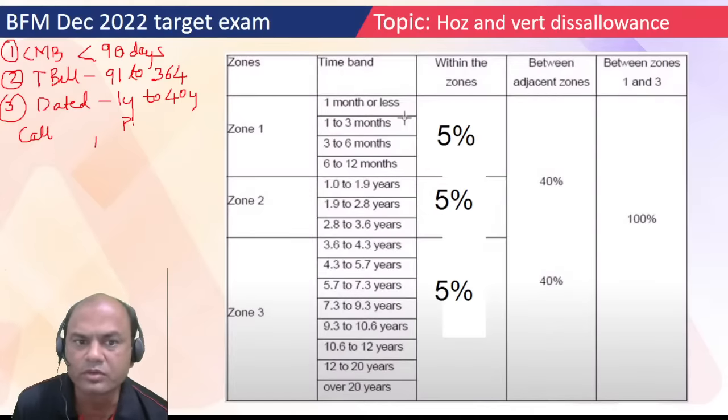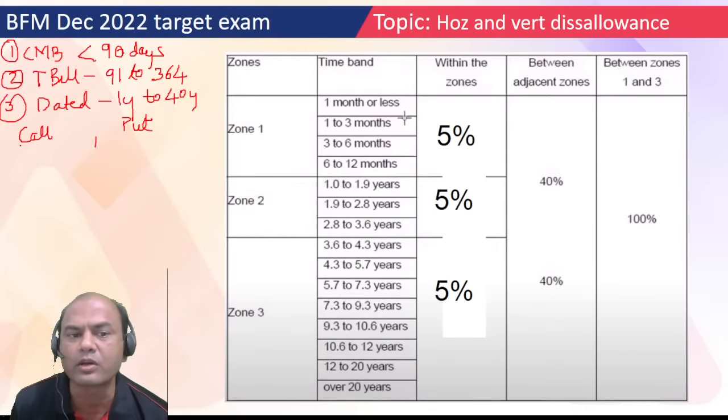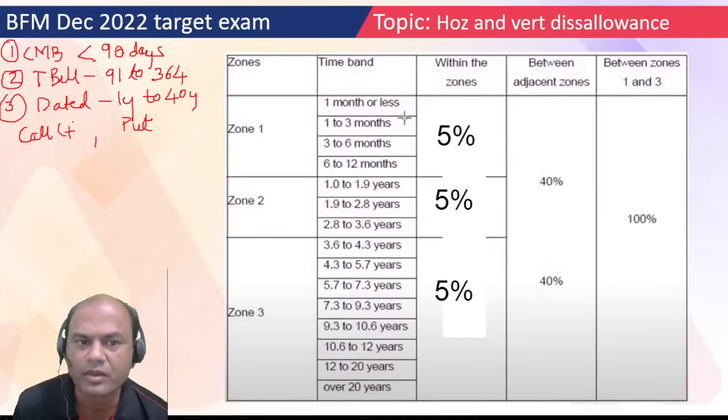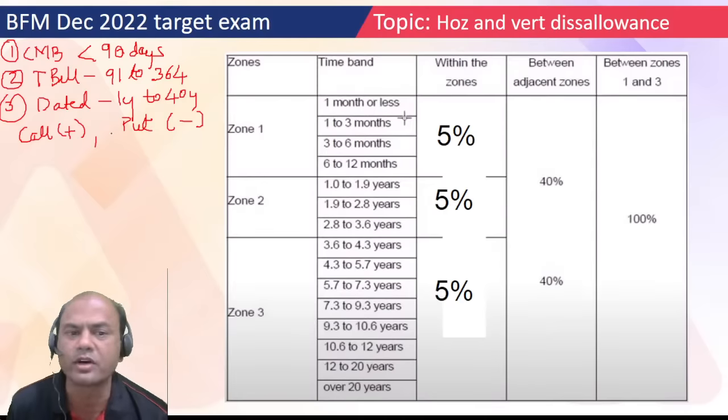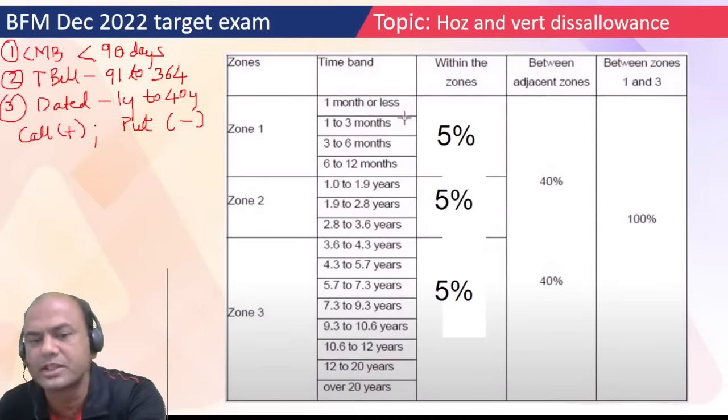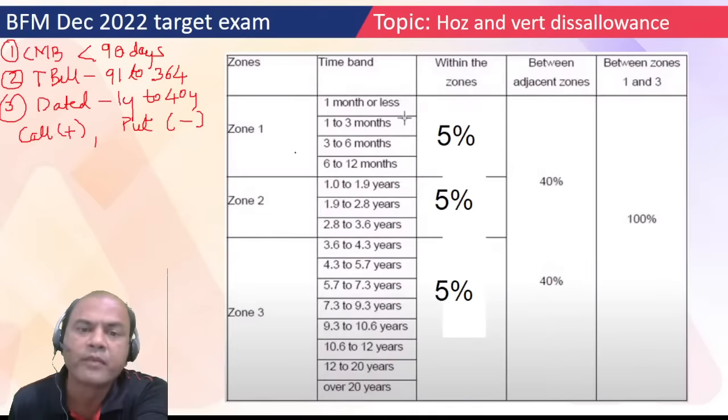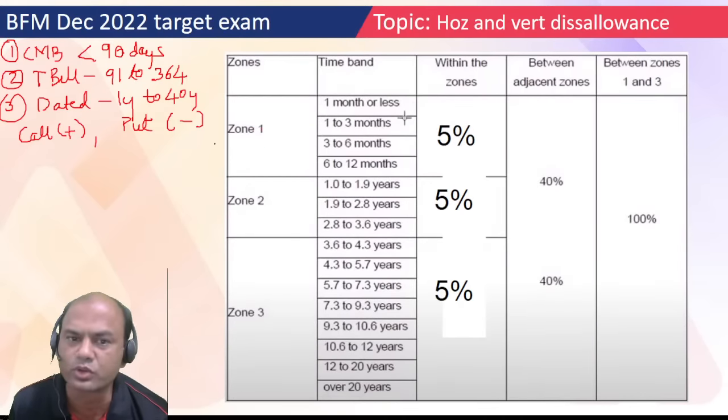So call means what? If you expect a commodity to go up, it is called a call. We'll write it as plus. Then you buy this call option. What is a put option? If you expect the commodity to go down, then you buy the put option. Bonds are also of these two types only. Suppose I take these zones here, what has RBI done? RBI has divided it into 3 zones: zone 1, zone 2 and zone 3.